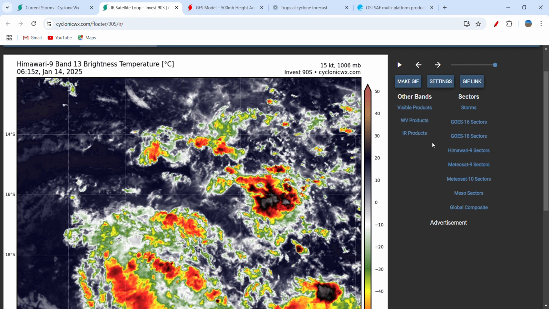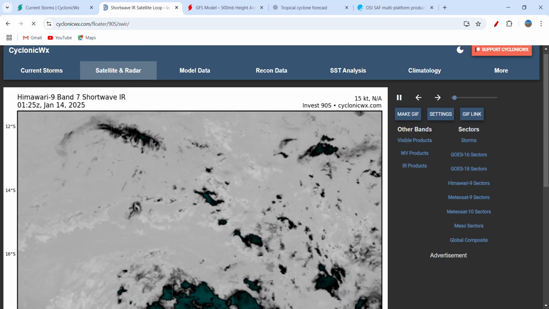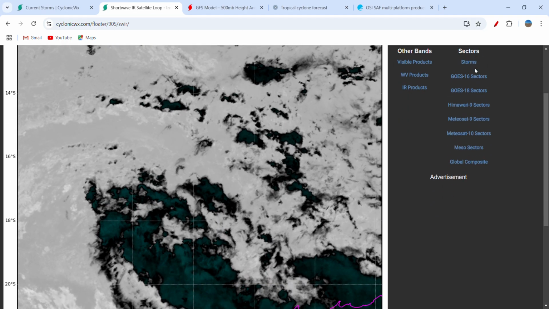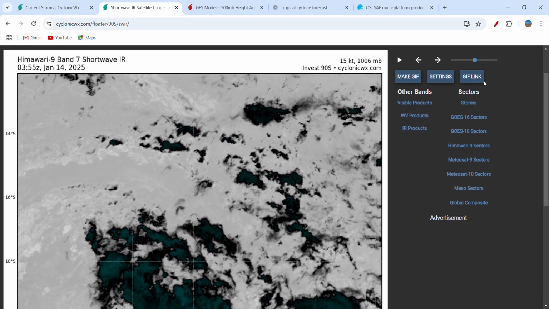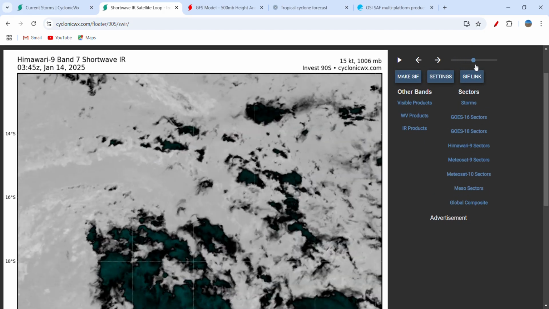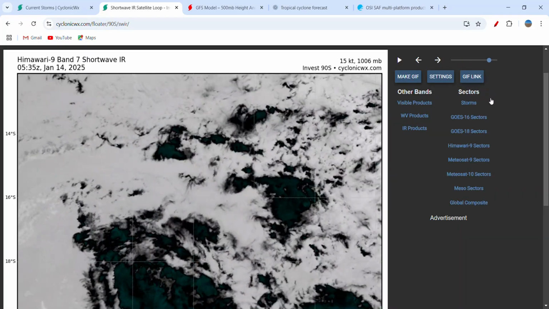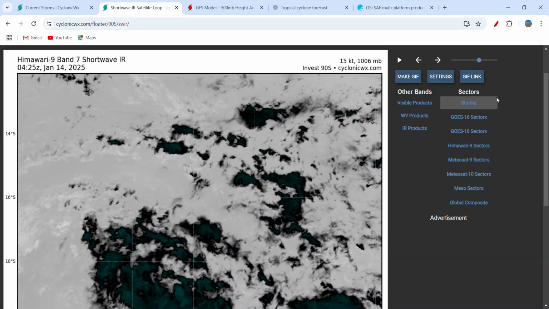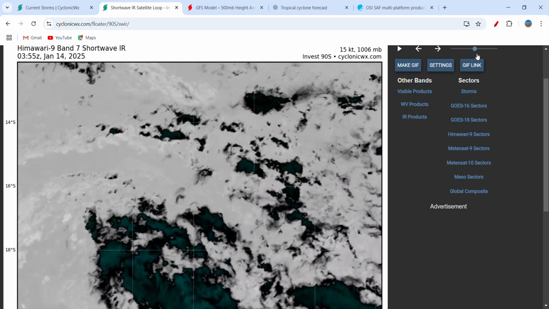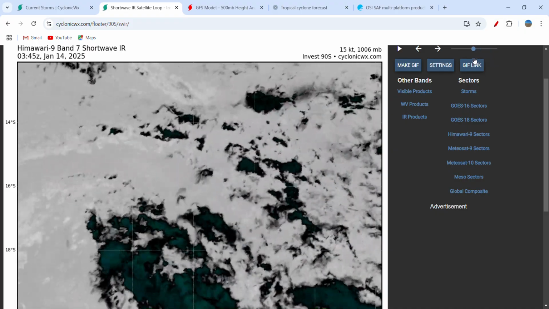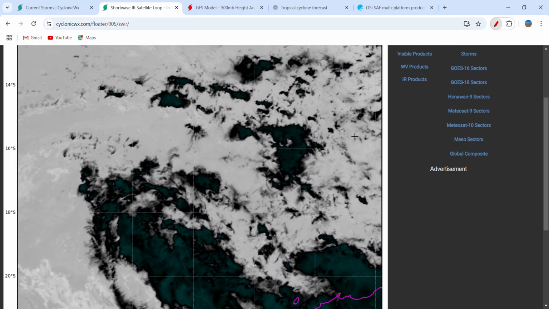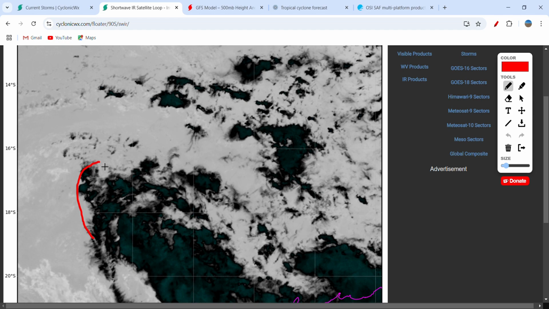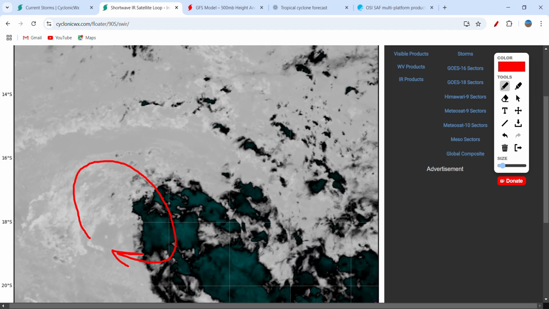So, let's take a look at shortwave infrared, which will give us a better insight to the low-level cloud pattern. And as we can see here, very, very evident kind of turning on the north side from north to south. That kind of rotation there, very evident. I'll mark it for you guys to see. So it generally goes like this. As we can see, kind of visibly elongated.